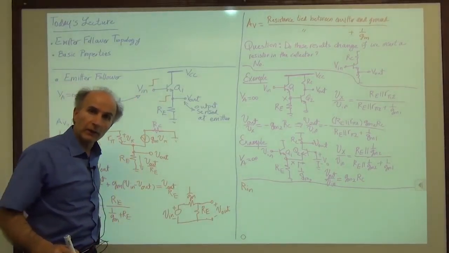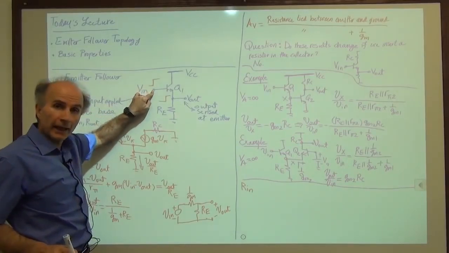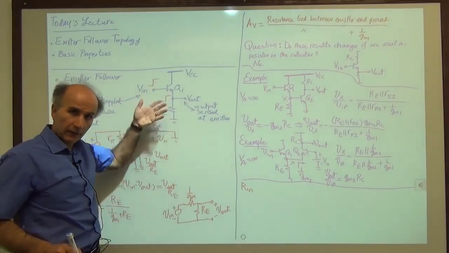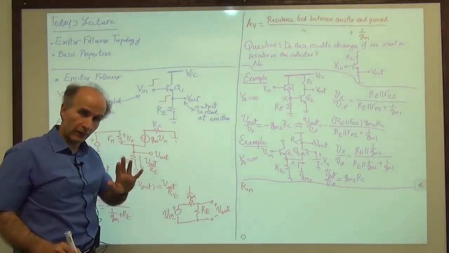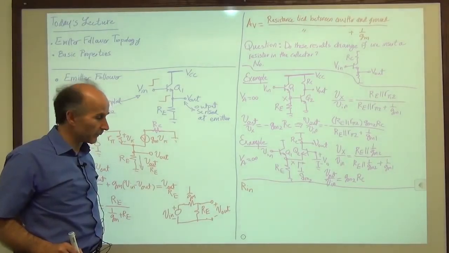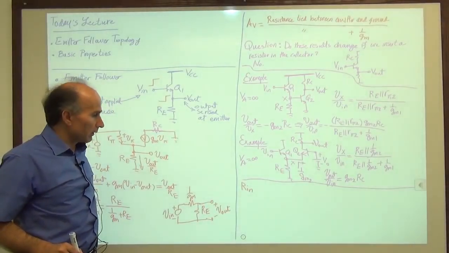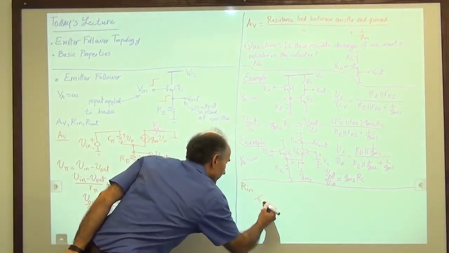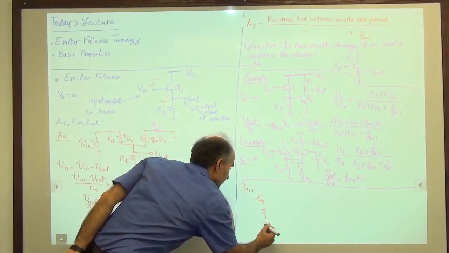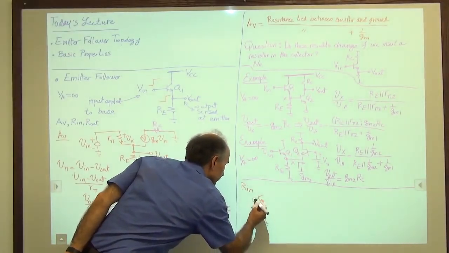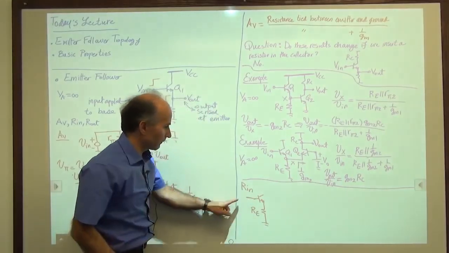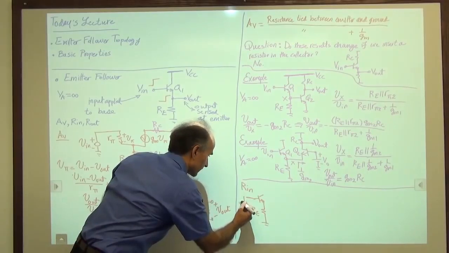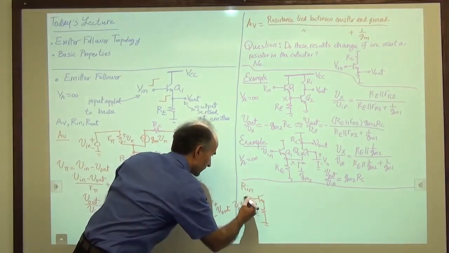Okay, R in means what? R in means I sit here and I look this way, meaning I apply a voltage source and I measure the current, and that ratio gives me the input resistance. Of course, everything in small signal analysis. So, all right, let me draw that circuit again, RE. And my objective is to find the resistance looking this way, right? So if you apply Vx and measure Ix, that's the objective.